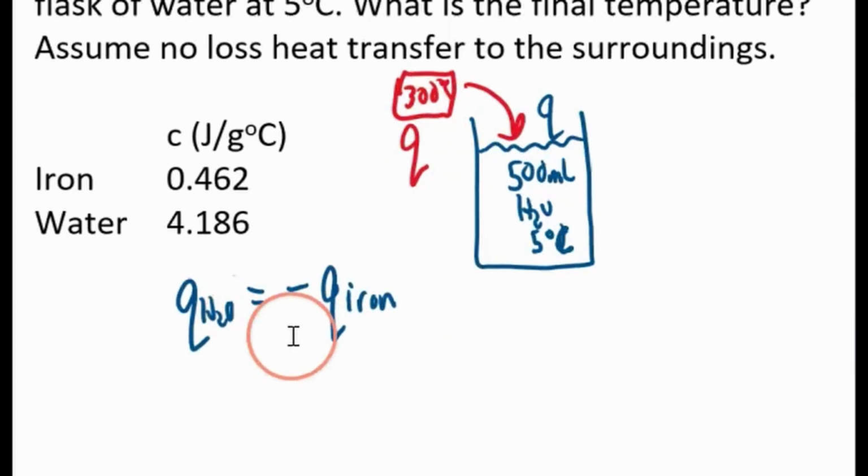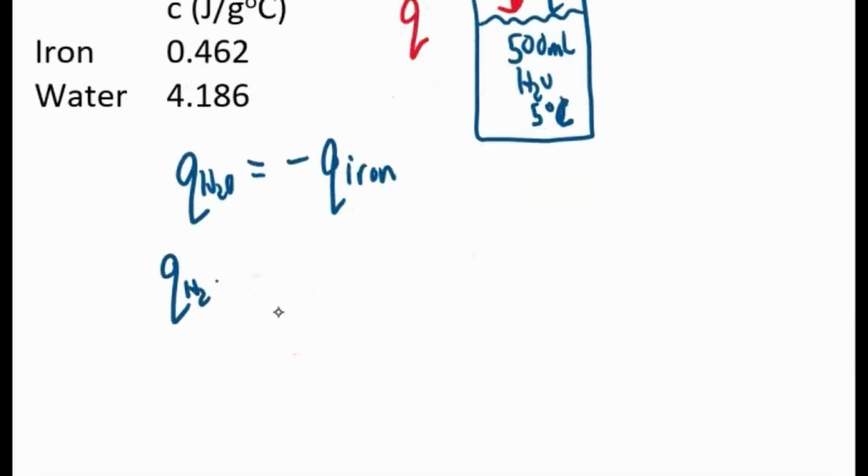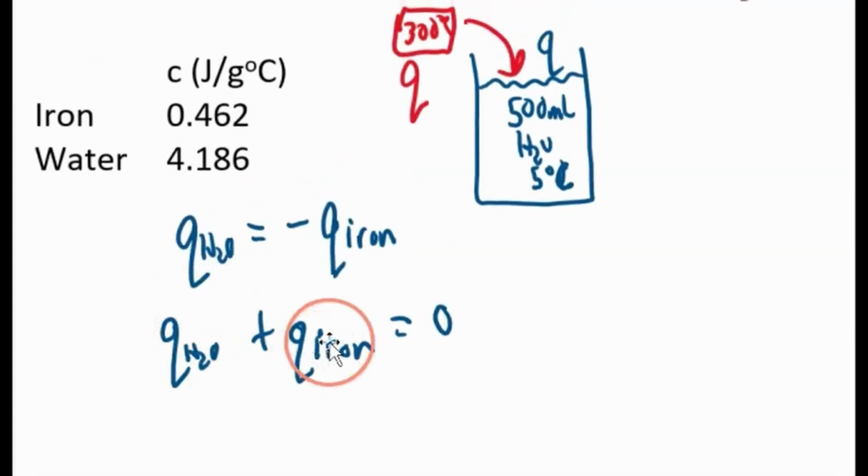And we can actually rearrange this equation. Q of the water plus Q of the iron, so the heat of the water plus the heat transferred away from the iron, has to equal 0. So what's lost by the iron is gained by the water, and it just happens that this energy is heat. This heat for the iron is going to be negative because it's losing energy, and this is going to be positive. And this is our general equation.